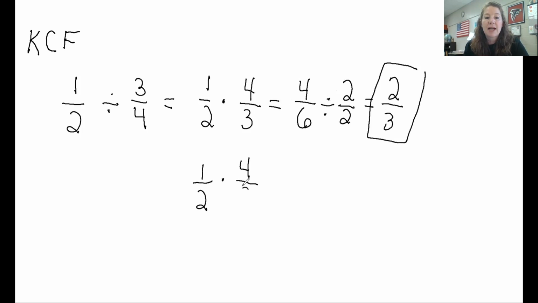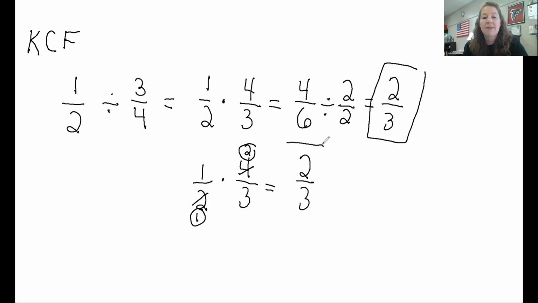So you can simplify up and down if possible, which these can't be simplified up and down, or you can simplify diagonally. So 1 and 3 don't have any common factors besides 1, that doesn't help us. But 2 and 4 both have a common factor. We can divide 2 and 4 by 2. 4 divided by 2 is 2, and 2 divided by 2 is 1. So now when we multiply straight across, we're simply getting 1 times 2, which is 2, and 1 times 3, which is 3.